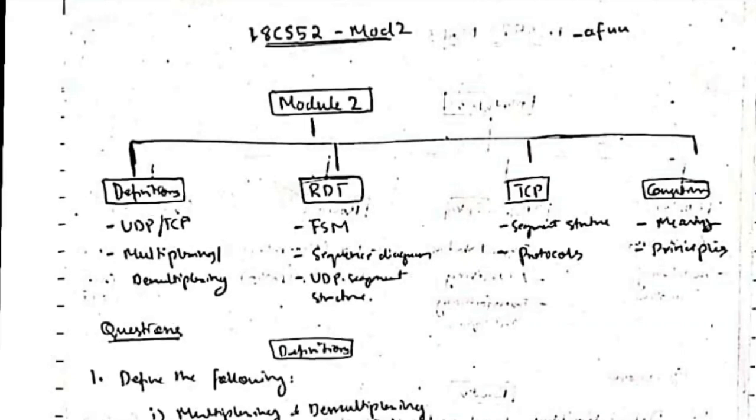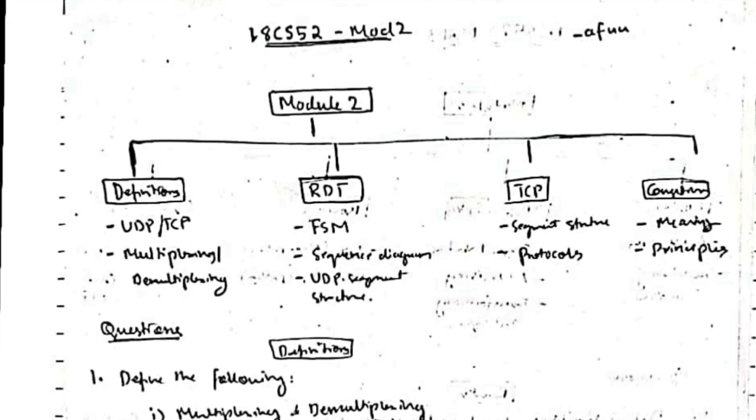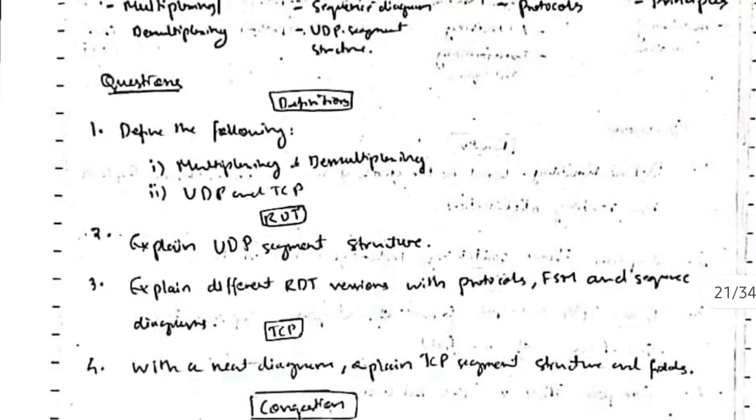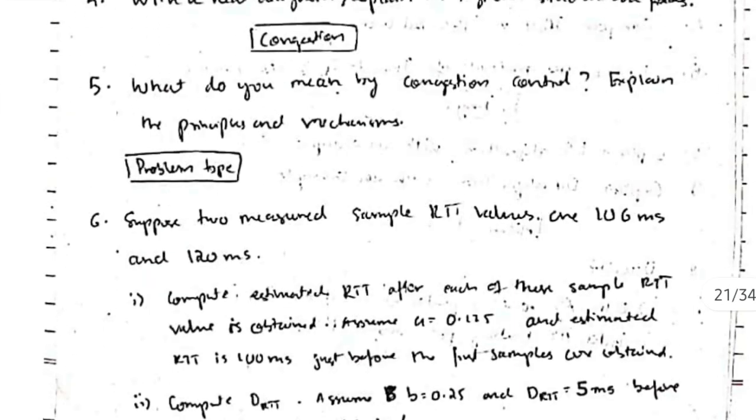Coming to module 2, these are the four main topics: the definitions, RTT, TCP, and congestion. As you can see, under these topics I have written a few more topics. These are the topics which are covered, meaning they are important under these topics. Firstly, you need to know the definition and the difference between UDP and TCP. The next one is the difference between multiplexing and demultiplexing. Let me open this document on a different device, so that I can go through the answers, and you can see the questions.